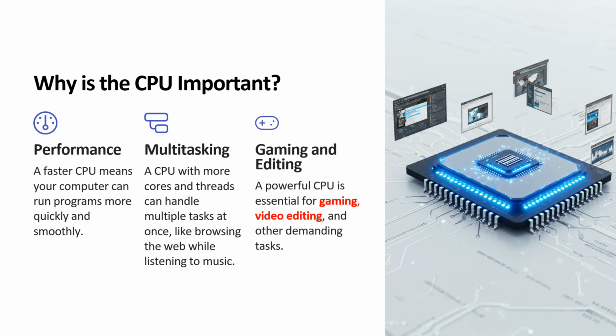Why is the CPU important? First point is performance. A faster CPU means your computer can run programs more quickly and smoothly. Second point is multitasking. A CPU with more cores and threads can handle multiple tasks at once, like browsing the web while listening to music. Third point is gaming and editing. A powerful CPU is essential for gaming, video editing and other demanding tasks.